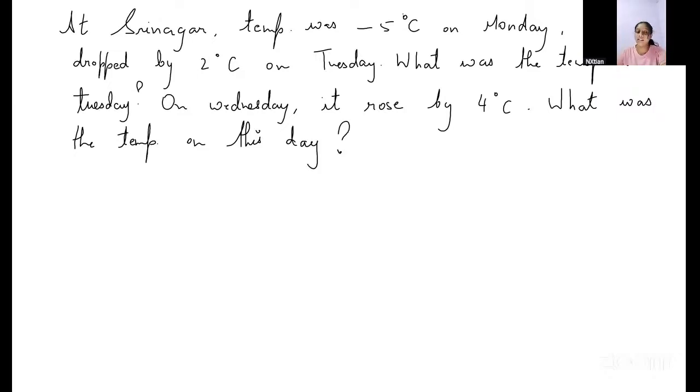So you have to find out the temperature of Tuesday. From Monday, it dropped. So calculate for Tuesday and then on Wednesday, it rose again. So calculate for Wednesday.